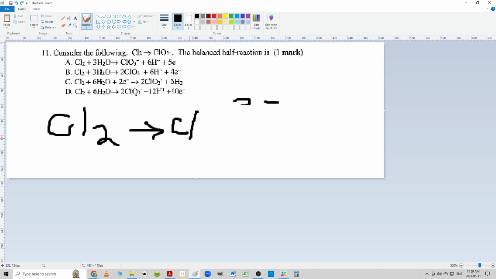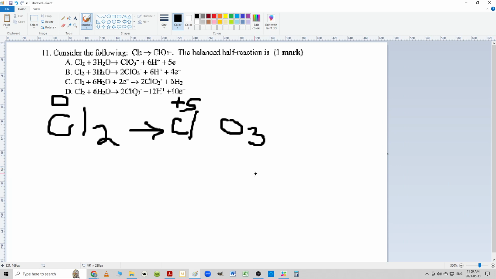Come on, see, get rid of this. ClO3, and that means this has a +5. So it went from 0 to +5. It did not get reduced. It got oxidized and lost 5 electrons. For it to have 5 electrons, the first step is we're going to balance the electrons. So we can see there's 0 charge here. There's a -1 charge here.